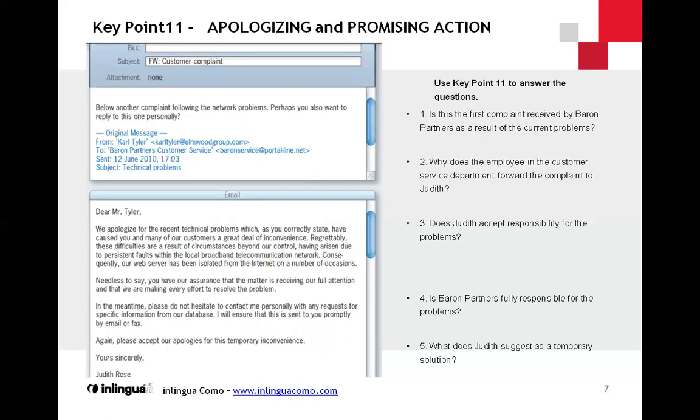Now, use key point 11 to answer the questions. Number 1, is this the first complaint received by Barron Partners as a result of the current problems? No. Number 2, why does the employee in the customer service department forward the complaint to Judith?